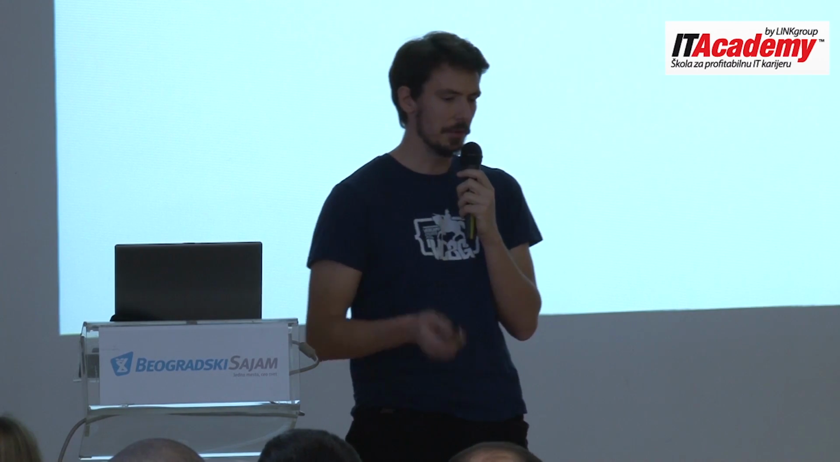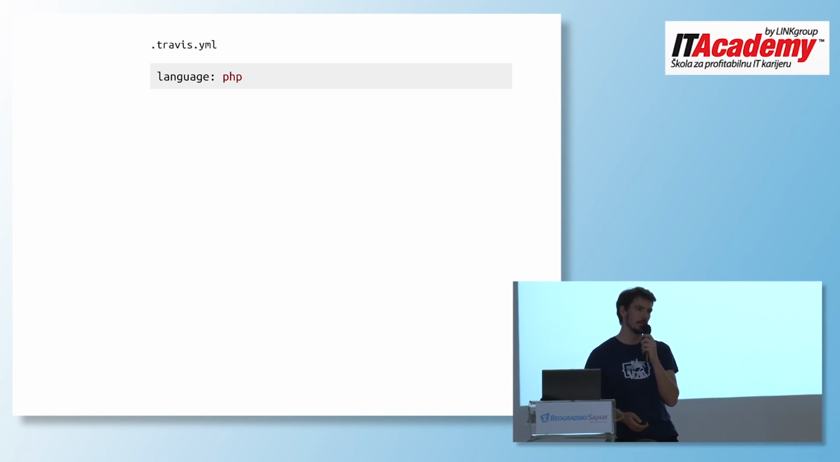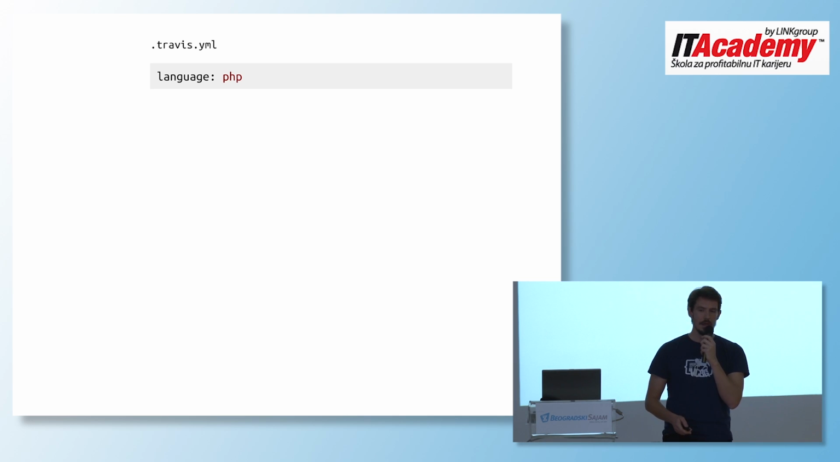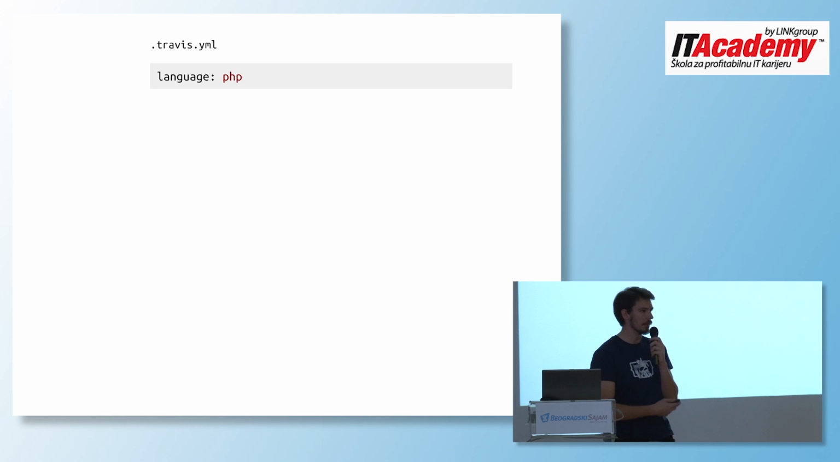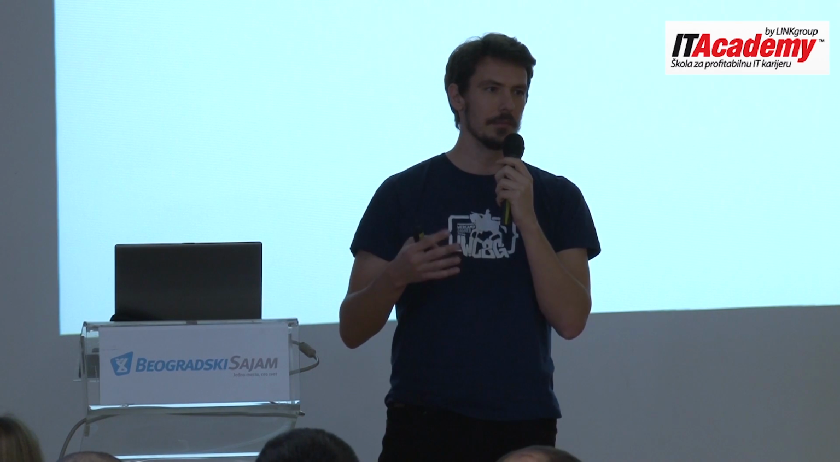So let's talk a little bit about configuration, because everything about Travis actually revolves around this configuration file that Travis uses. It's called travis.yml. It's in YAML format. It's really easy to write and to use. This is your minimal configuration. Language PHP. And Travis infers some things from this.